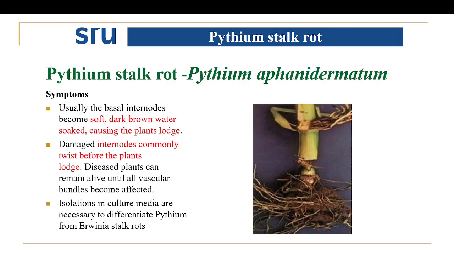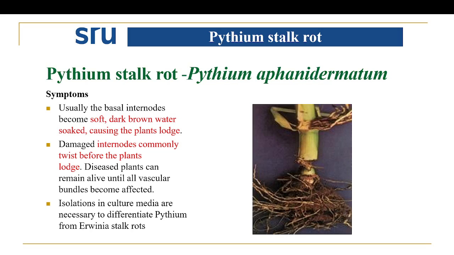Coming to other important diseases in maize, like post flowering stalk rot. The first one is Pythium stalk rot, which is caused by Pythium aphanidermatum. Coming to the major symptom, usually the basal internode becomes soft, dark brown and water soaked, causing the plant to lodge. Damaged internodes commonly twist before the plant lodges. A diseased plant can remain alive until the vascular bundles become affected.